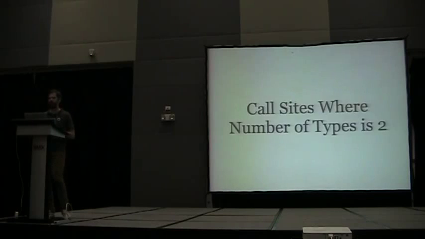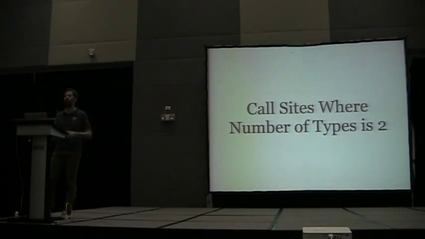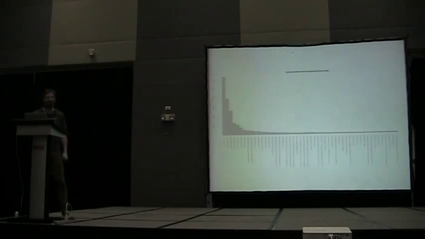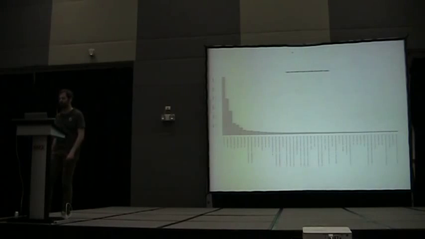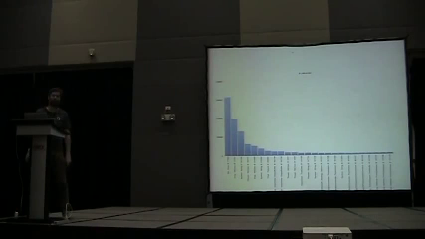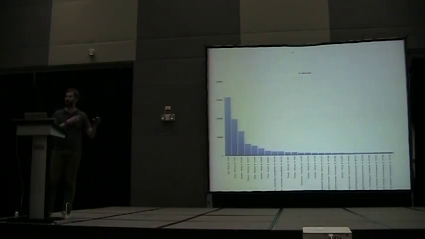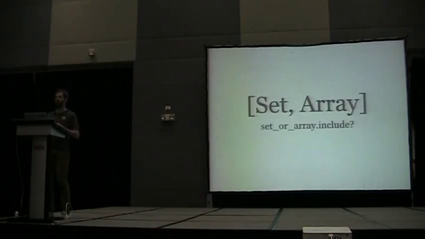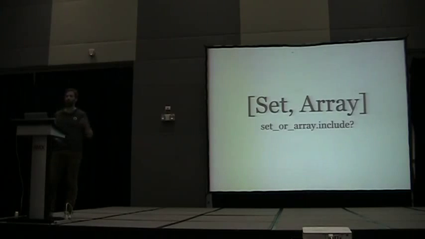Now, the other thing I did is I broke it down and looked at just call sites where the number of types is 2. What values do we actually see there? This is what the breakdown looked like, and I know you can't read the bottom. I tried to make it a little bit more readable in Keynote, and it really didn't help. So let's just look at the very top one. We would see set and array. At this call site, we would always see either a set or an array, and the actual code was set_or_array.include?. Sometimes set_or_array was a set object, sometimes it was an array object, and it was just calling include?.